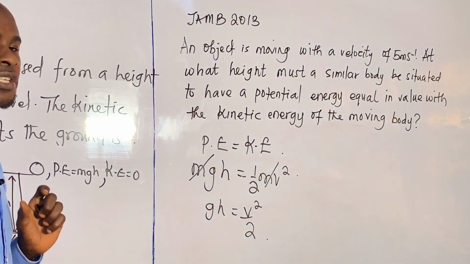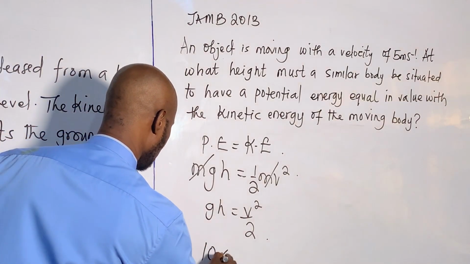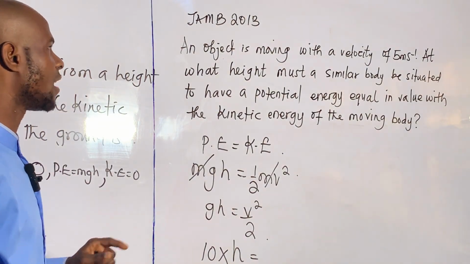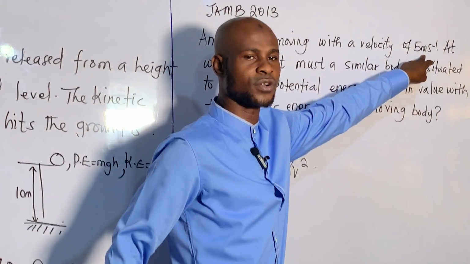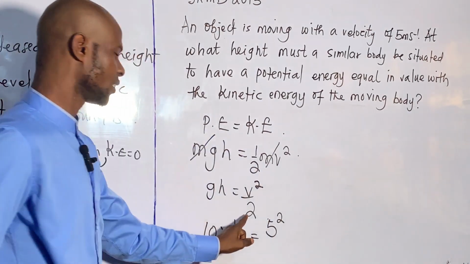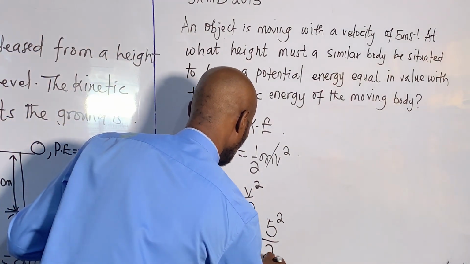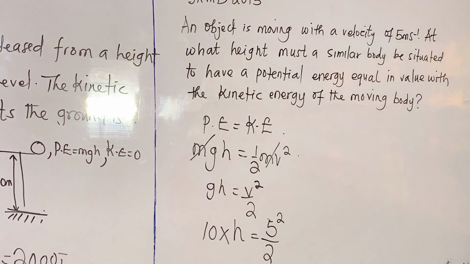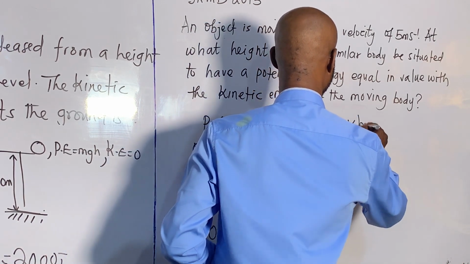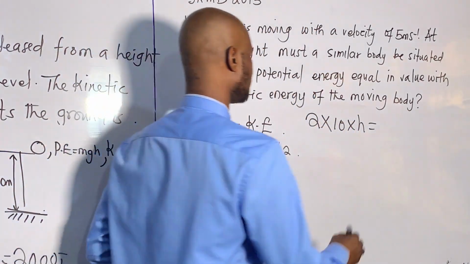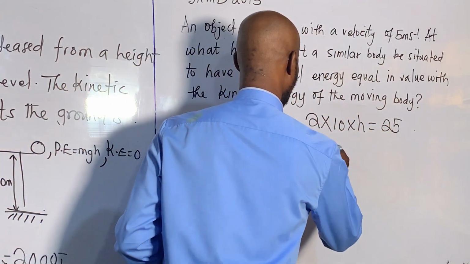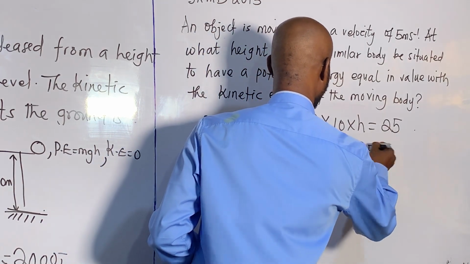So what's our g? Our g is constant, 10. 10 multiplied by, we are looking for h. Just leave your h. Then we know our velocity from the question to be 5 meters per second. So we have 5 squared, don't forget this square, divided by 2. If you cross multiply, you have 2 times 10 times h equals 5 squared, which is 25. So 2 times 10 is 20. So we have 20h equals 25.